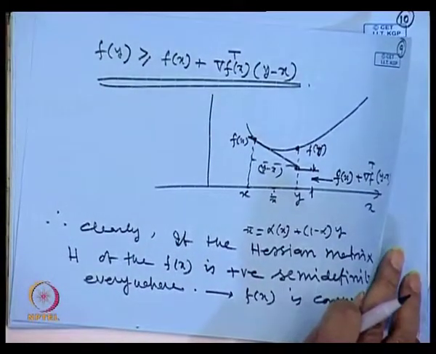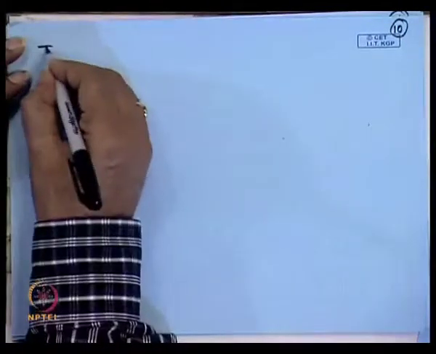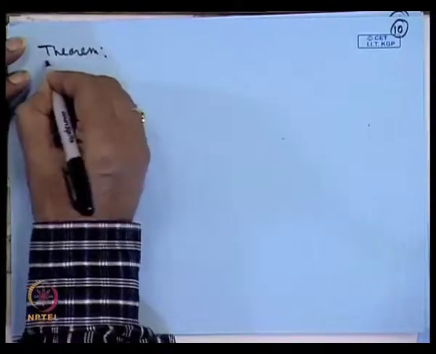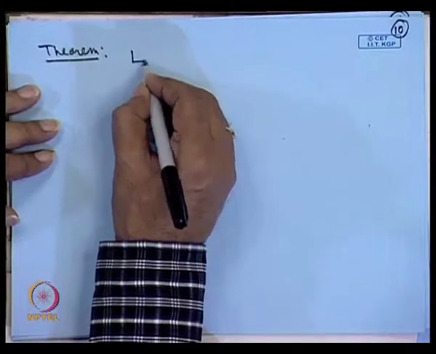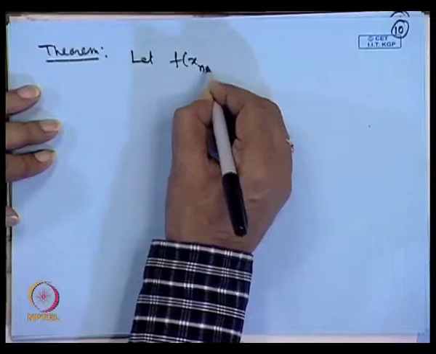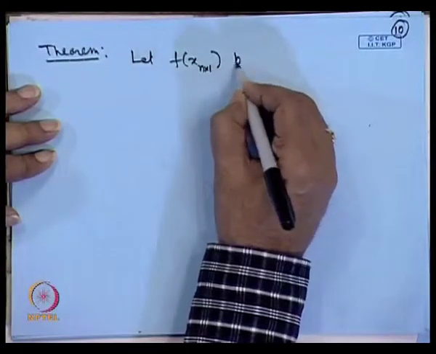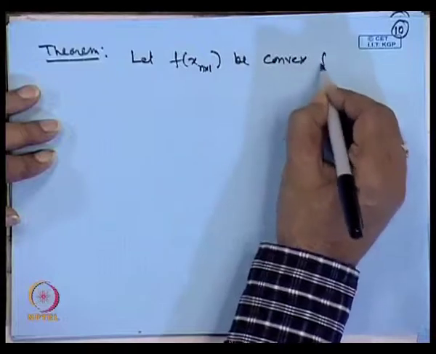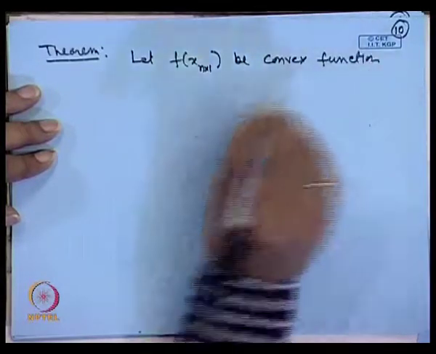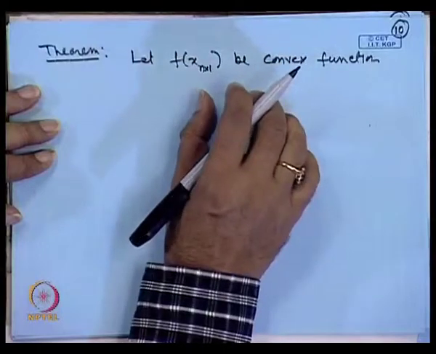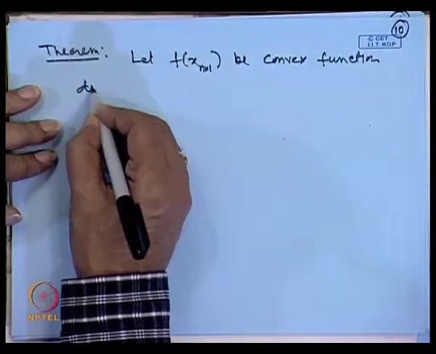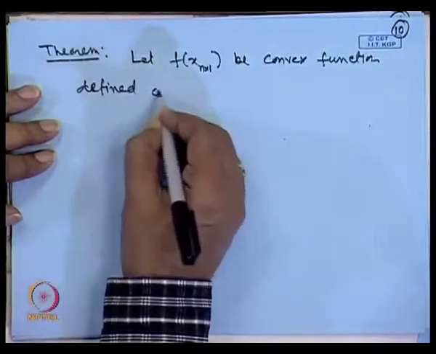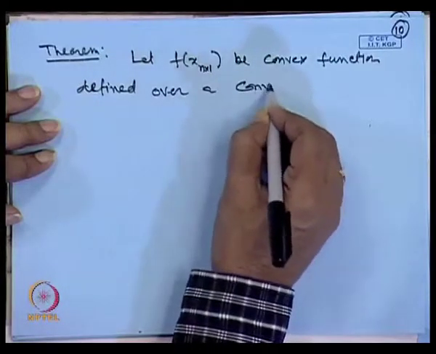So, this is an important theorem, because this is a convex optimization problem, and this theorem is the most important one. The theorem is: let f of x, whose dimension is n cross 1, be a convex function defined over a convex set.